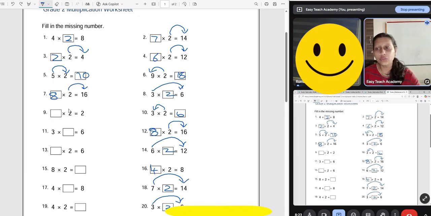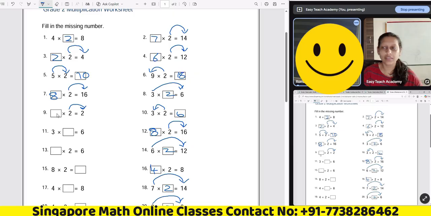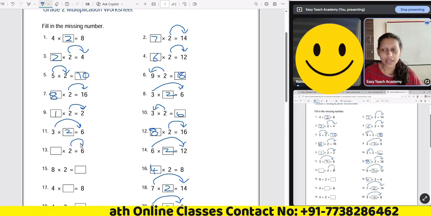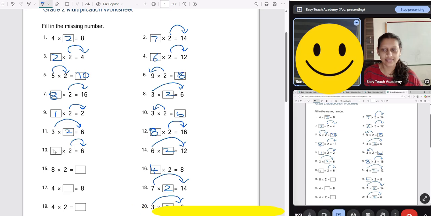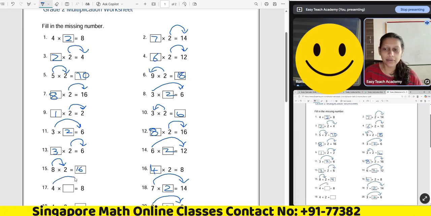One minute. In the table of 2, how many times 2 will go? 1. Amazing. In the table of 3, how many times 6 goes? 2. Good. In the table of 2, how many times 6 goes? 3. Amazing. 2 times 8 is how much? 16. In the table of 4, how many times 8 goes?